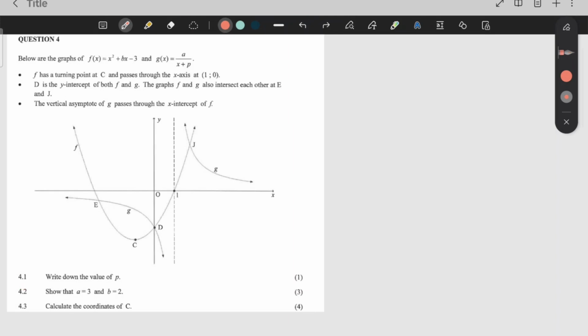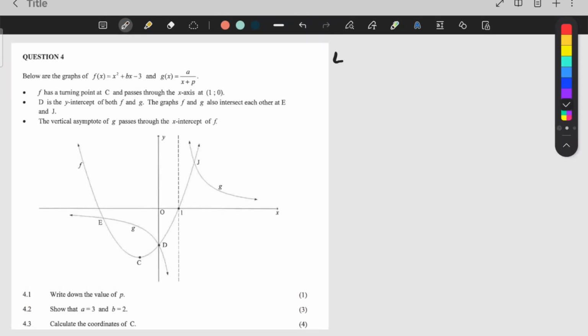4.1 says, write down the value of p. 4.1, p, that p over there, is the vertical asymptote. So p is negative 1, the opposite sign. So far, we have y is equal to a over x minus 1.